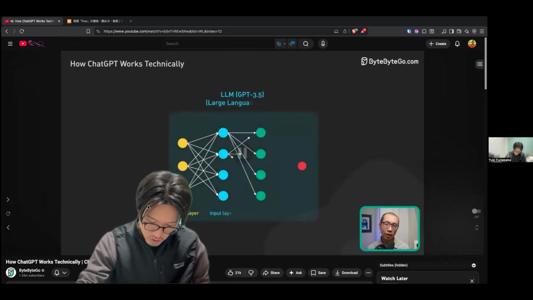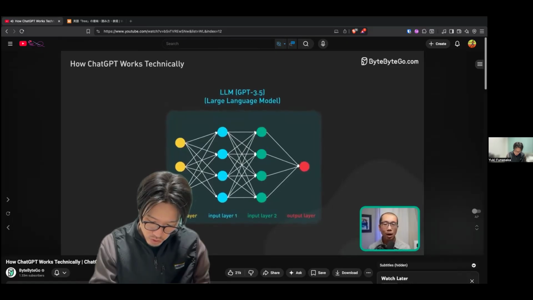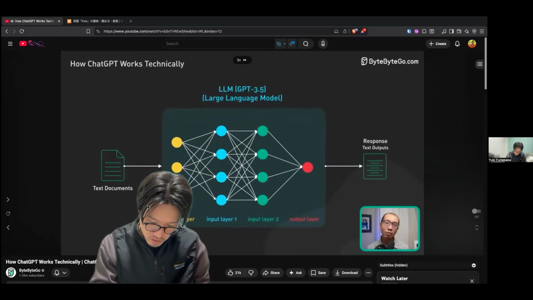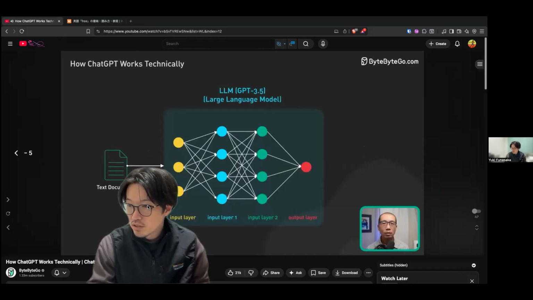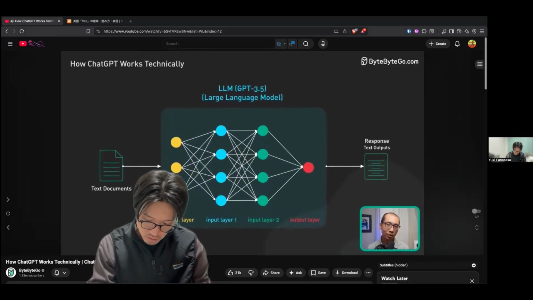What is a large language model? A large language model is a type of neural network-based model that is trained on massive amounts of text data to understand and generate human languages.